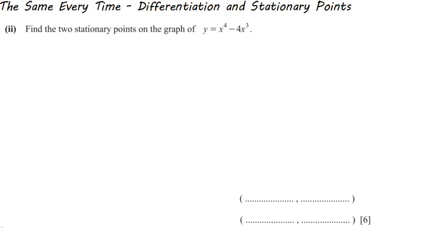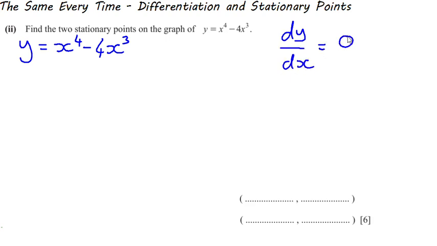So, find the 2 stationary points on the graph of, well, here's the function y equals x to the power 4 minus 4x cubed. Well, that's the same function we had in the other part of the question there, isn't it? And when we are finding stationary points, remember stationary points are the places on the graph where dy by dx, the differentiation, is equal to 0. So first of all, we must find dy by dx.